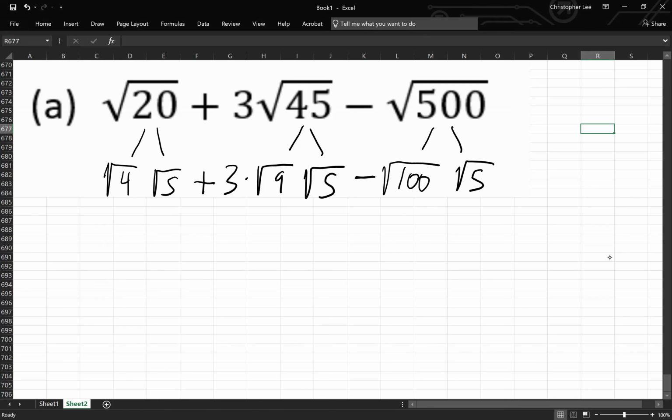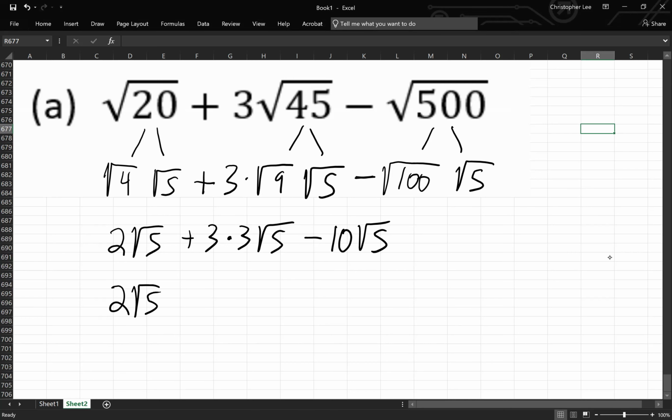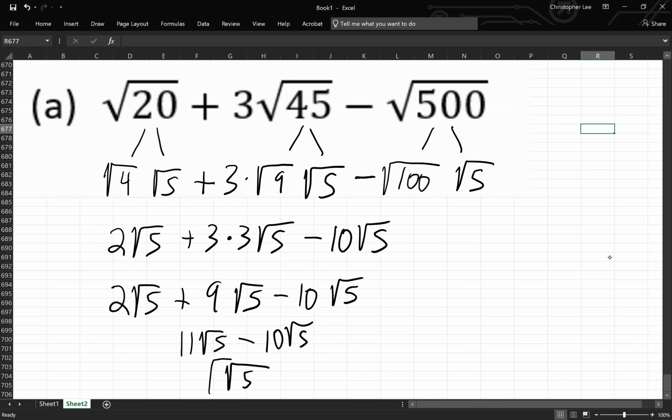And then after that, you just simplify the perfect square. So square root of 4 we know is 2, square root 5, plus 3 times square root of 9 is 3, square root 5, minus square root of 100 is 10, square root 5. Let's do a little multiplication. This becomes 2 square root 5 plus 9 square root 5 minus 10 square root 5. 2 plus 9, this is going to be 11 square root 5 minus 10 square root 5, which will leave me back as just 1 square root 5 as my answer.